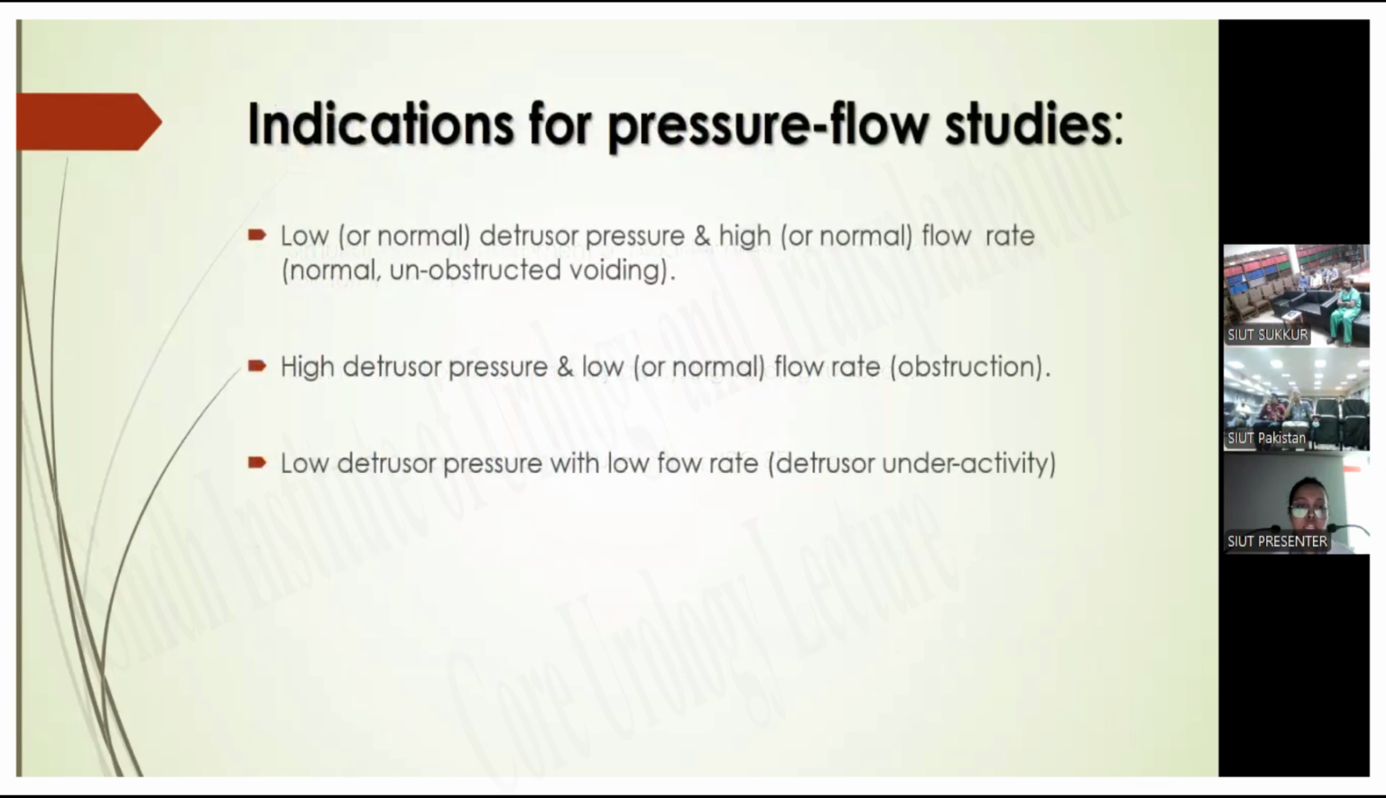Indications for pressure flow studies. Number one is low or normal detrusor pressure and high or normal flow rate, which is normal or unobstructed voiding. Number two is high detrusor pressure and low flow rate. Number three is low detrusor pressure with low flow rate, that is detrusor underactivity.